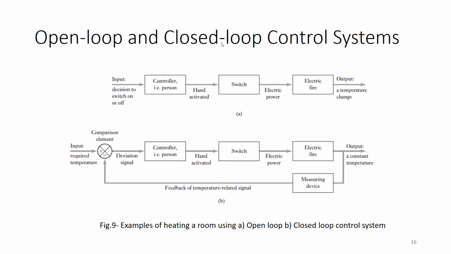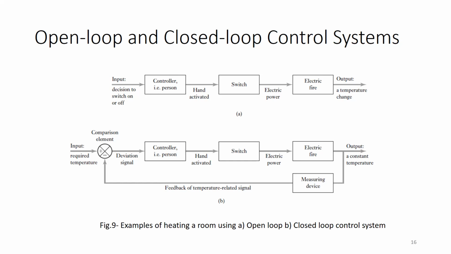Accordingly, अगर feedback है या feedback नहीं है, उसके हिसाब से आपके very important two type of control systems are there: open loop and closed loop. If you have a feedback system, that will be called a closed loop system. If you do not have any feedback system, then it will be called an open loop control system. So what is the difference between open loop and closed loop control system? Only the feedback system, absence or presence.